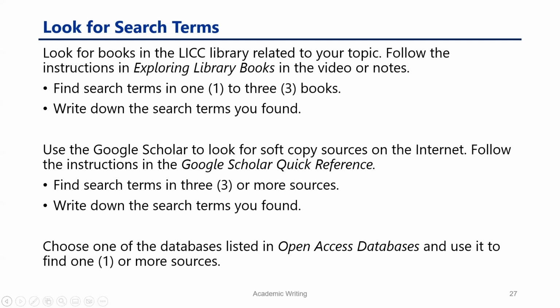Next, you're going to use the Google Scholar to look for soft copy sources on the internet. Follow the instructions in the Google Scholar Quick Reference. Find search terms in 3 or more sources and write down the search terms that you found. Finally, choose one of the open access databases in that listing of 24 open access databases and use it to find one or more source.